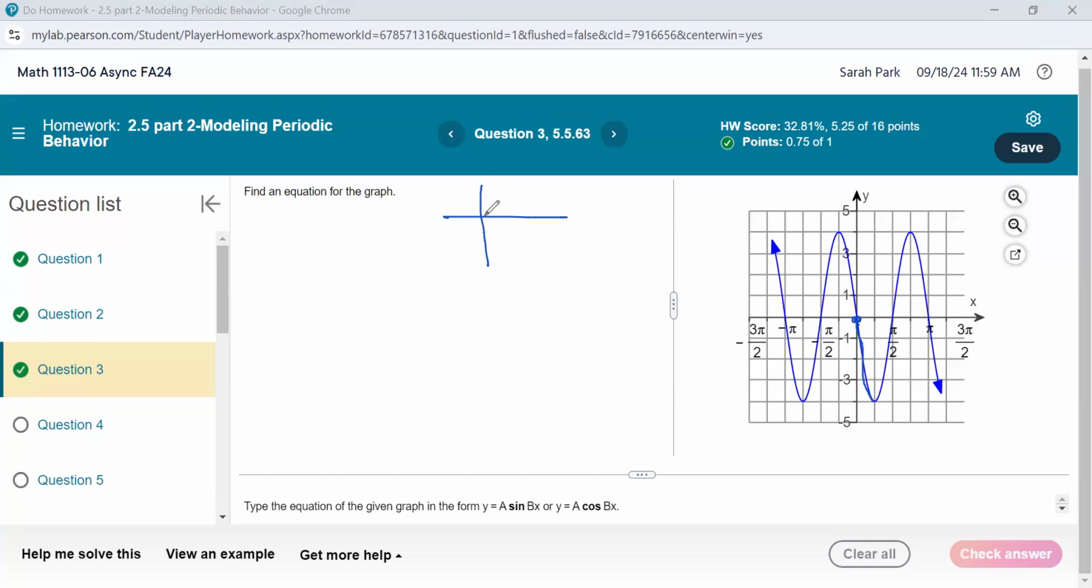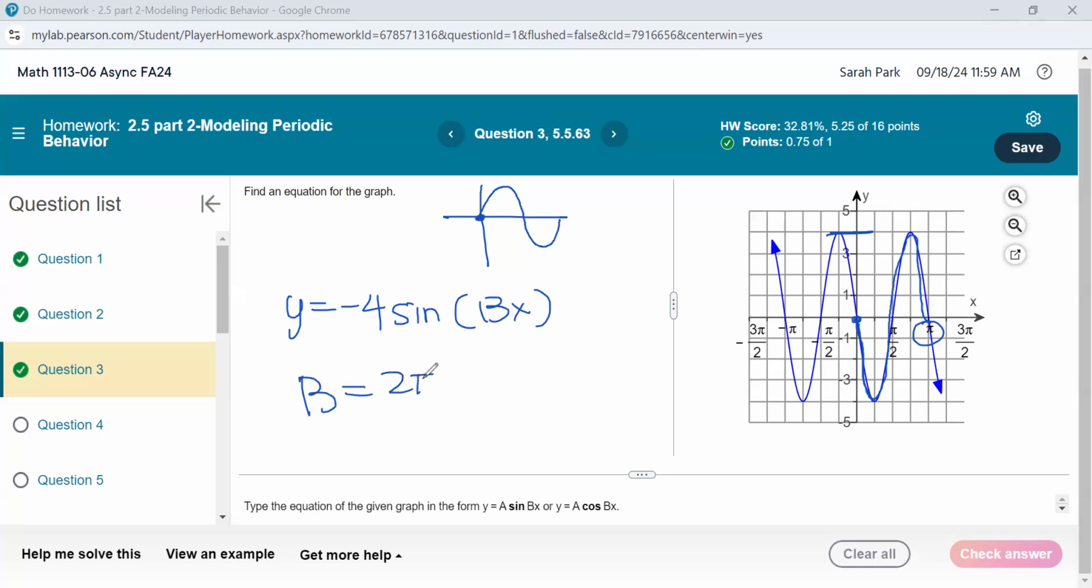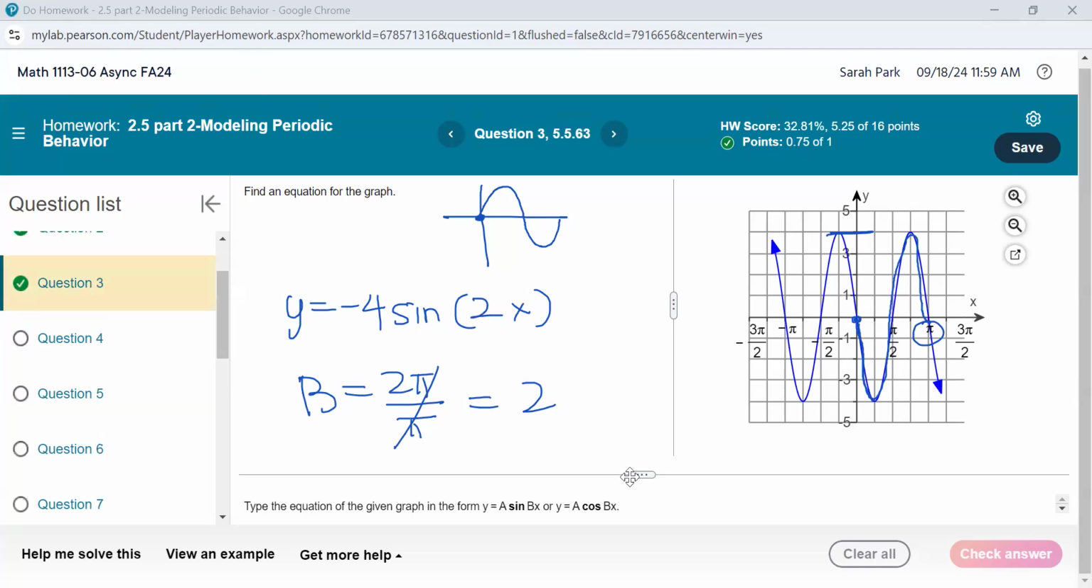A positive sine function starts at 0, 0, goes up and then down. But you can see this one goes down and then up. And then the amplitude is 4. So I know it's going to be y equals negative 4 sine. Then we need to find b of x. The period of one sine wavelength is pi, and so b is equal to 2 pi over the period, which is pi. The pi's cancel, and so it's 2. And so this one is negative 4 sine of 2x. Let's type that in and see if we got this correct.